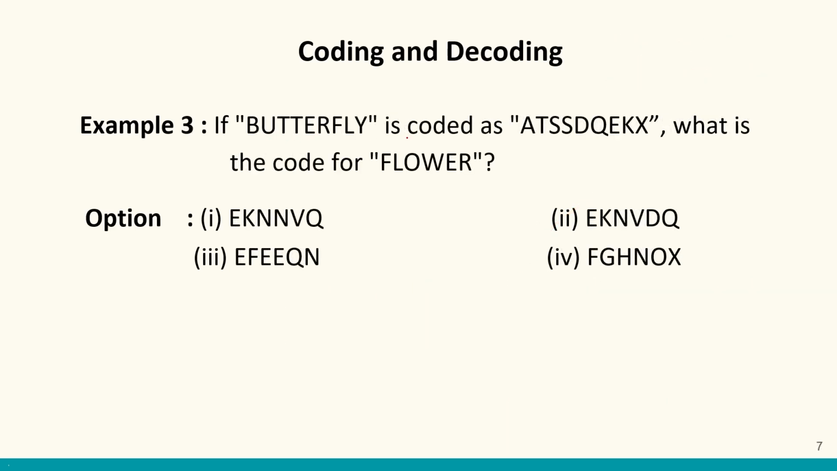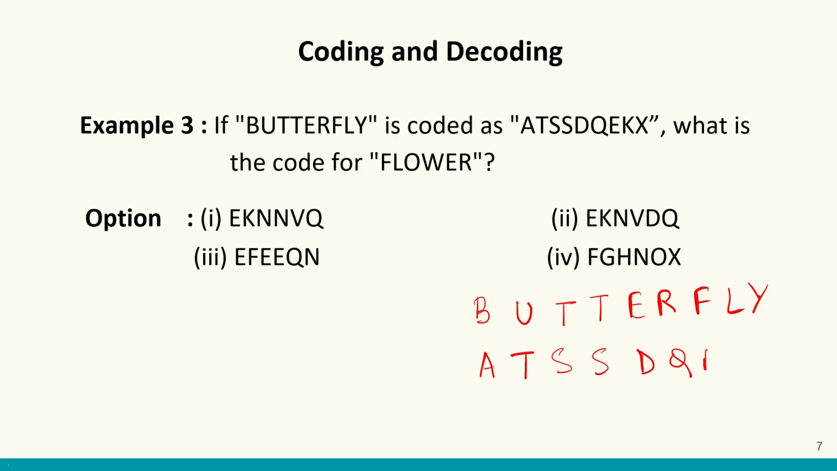Again, similarly, I can see butterfly is coded as this. What is flower coded for? Let us see what pattern is being followed. If I write butterfly here, I'll write the coded letters A, T, S, S, D, Q, E, K, X. So let me give them ranks. B is 2, U is 21, T is 20, T is 20, E is 5, R is 18, F is 6, L is 12, and Y is 25.